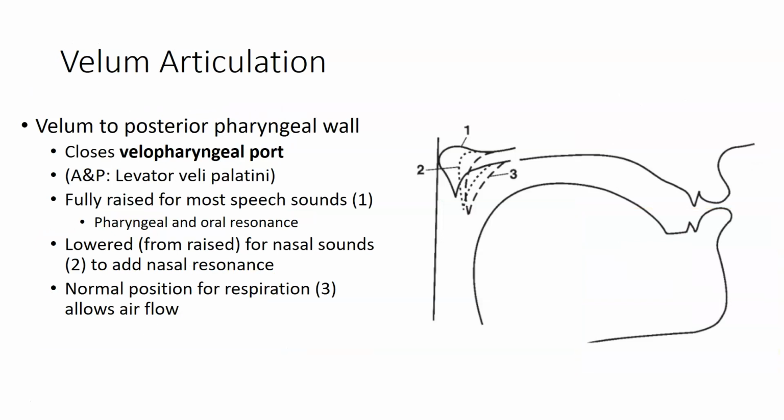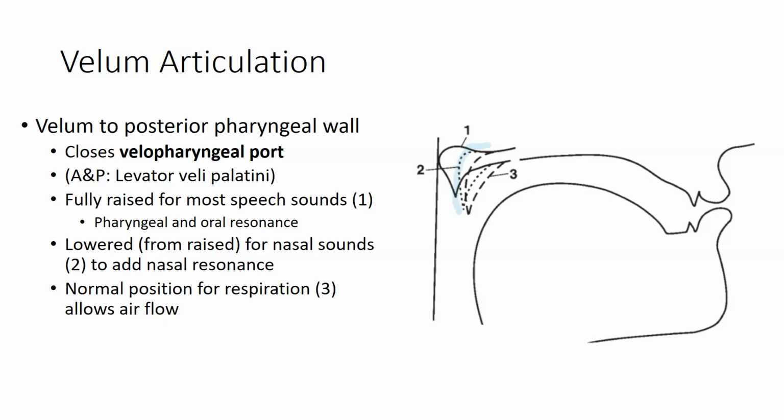Articulation by the velum involves raising the velum toward the posterior pharyngeal wall. This closes off the velopharyngeal port, the passage from the pharyngeal cavity into the nasal cavity. For most speech sounds, the velum is fully raised, causing there to only be resonance in the pharyngeal and the oral cavities for that speech articulation.